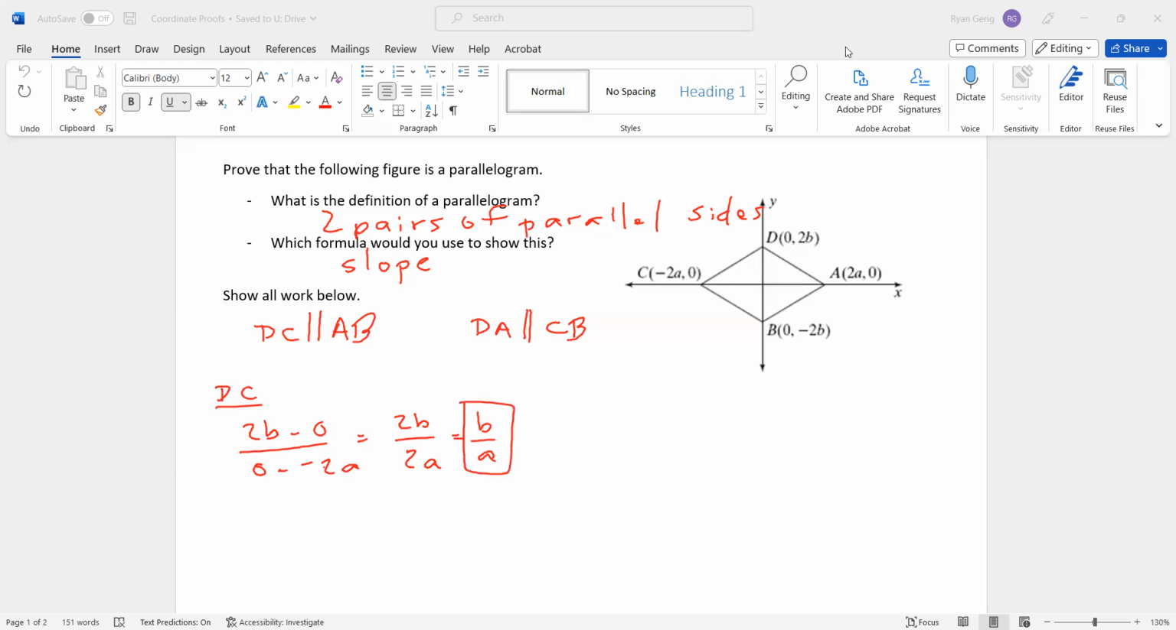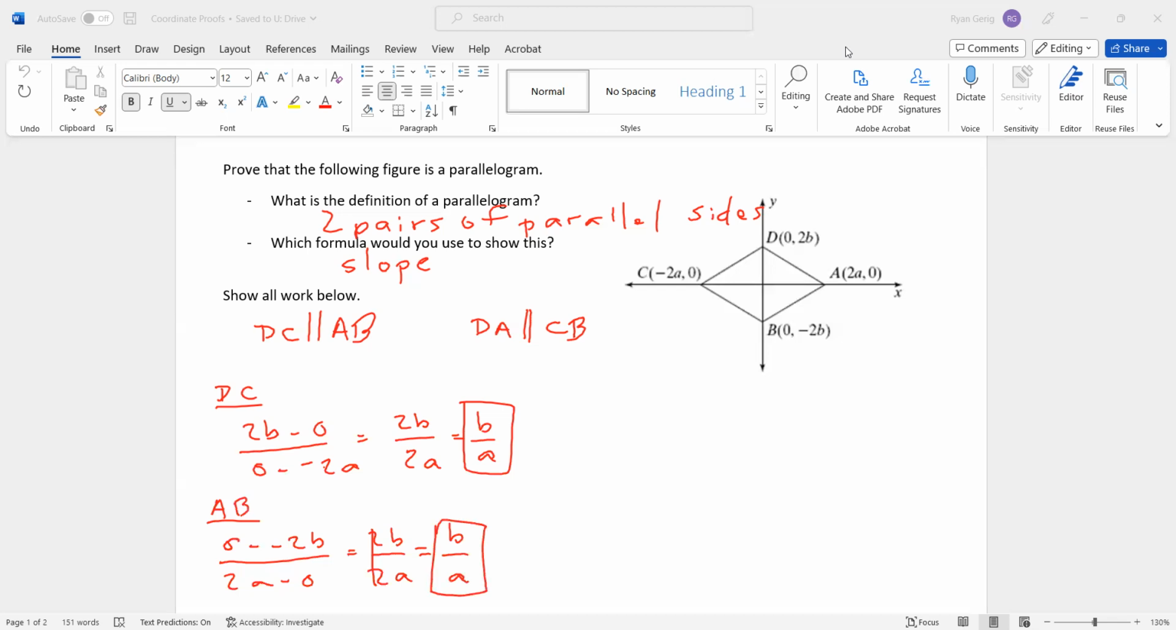Now let's look at AB. We want to show that these 2 things are parallel. So hopefully the slope of AB is also B over A. Let's check. So AB, it doesn't matter which one's X2, we'll just say A is X2. So 0 minus negative 2B over 2A minus 0. 0 minus negative is positive 2B. 2A minus 0 is 2A. The 2's cancel again, and I'm left with B over A.